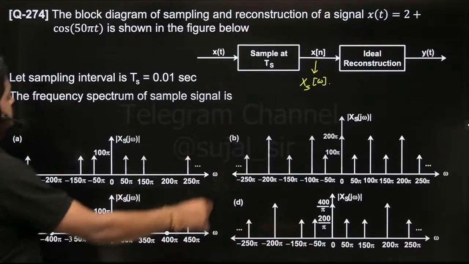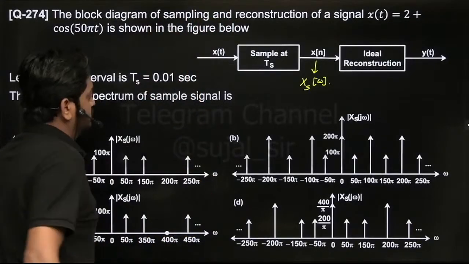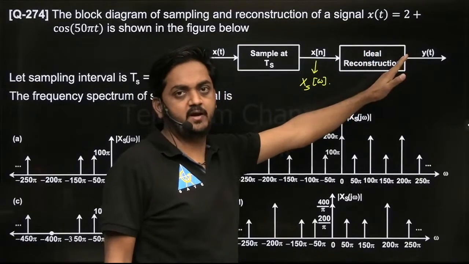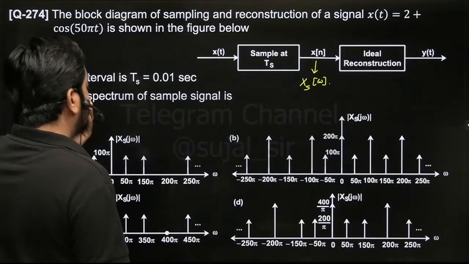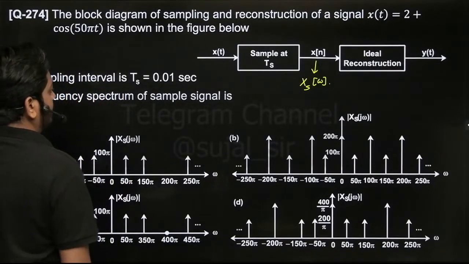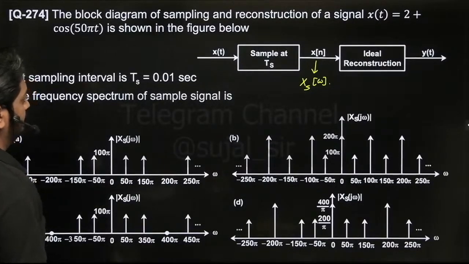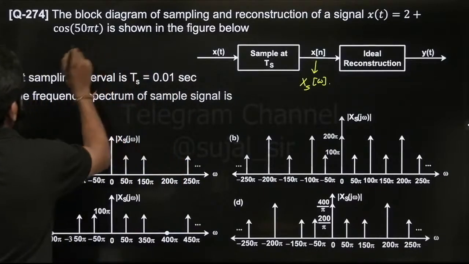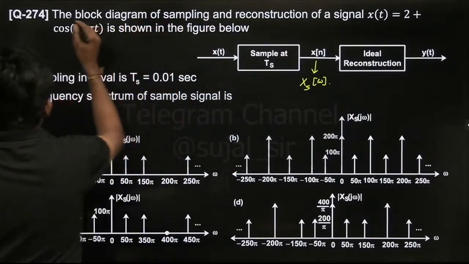Okay, this is the first question, and I think the same, but this is the second question. So this is the complete sampling and reconstruction to get back the original signal, guys. Now see here, what is the input? 2 plus cos 50 pi t, guys. Here I am writing the input signal.